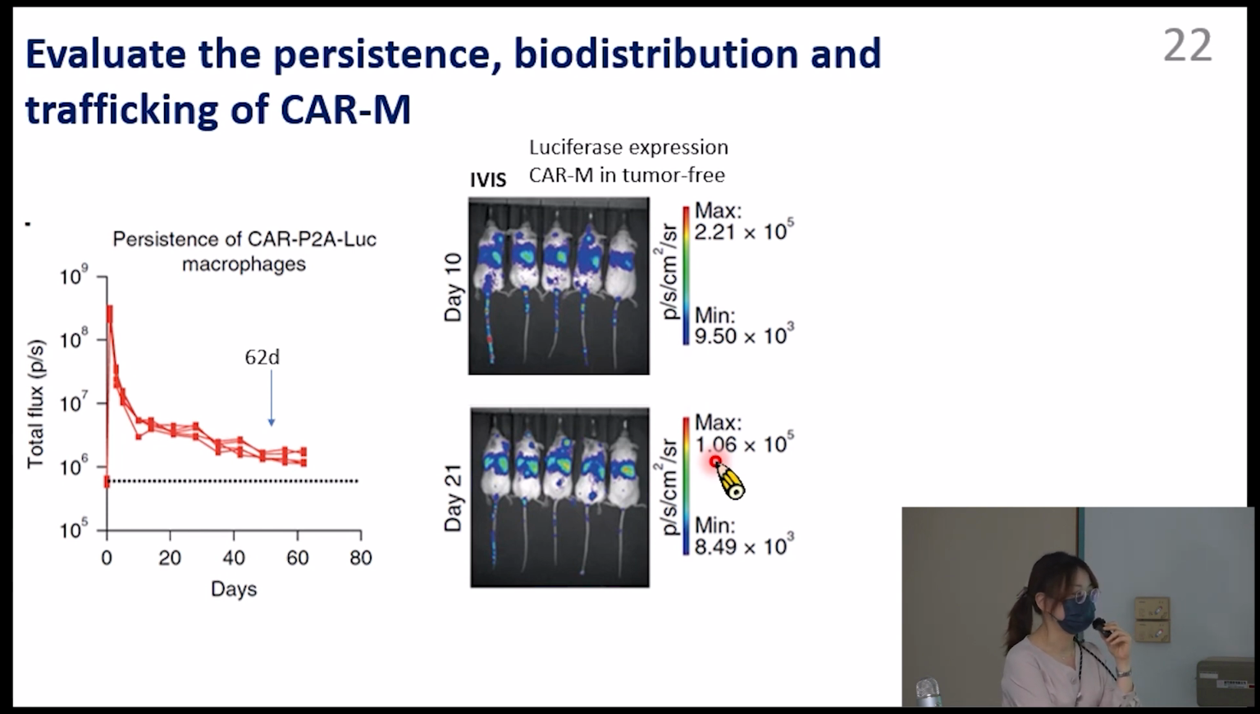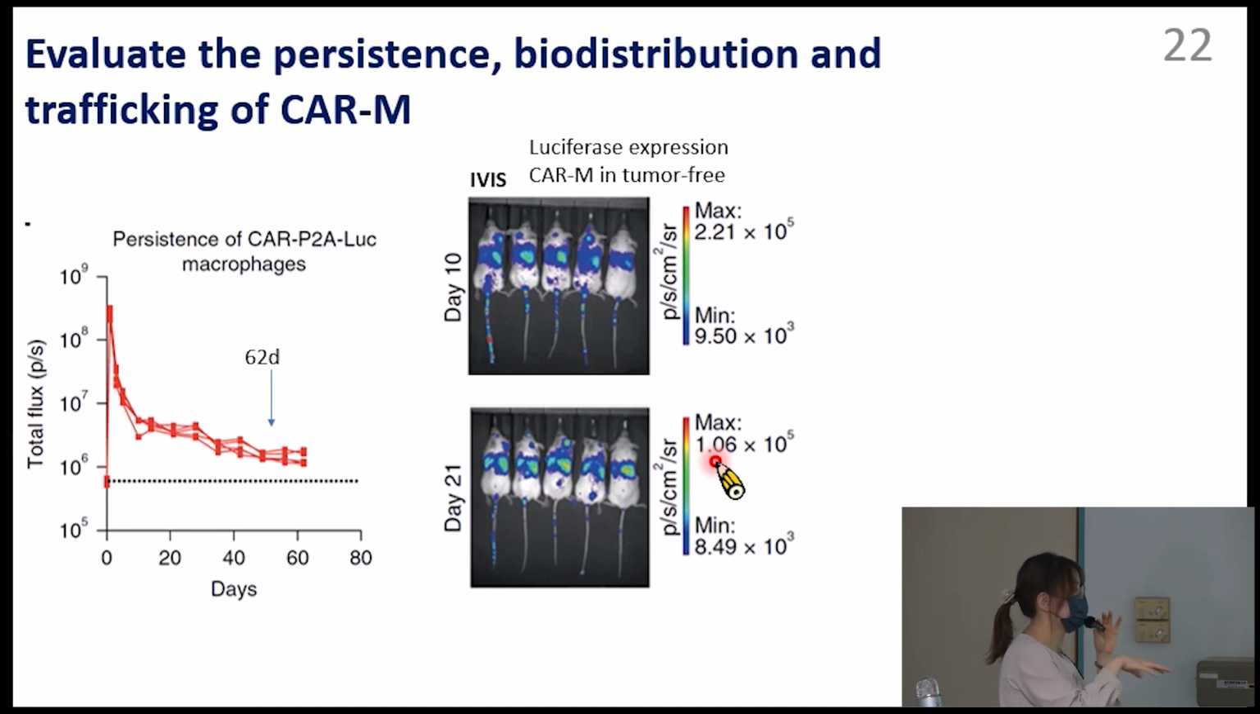Okay, so next they want to check, if this kind of macrophage looks so great, can they exist in the body for a long time, and where do they go? Only just go to the target tumor cell, or can this kind of macrophage go anywhere in the body? So now they only administer the CAR macrophage in the mice. These mice don't have any tumor; they are tumor-free.